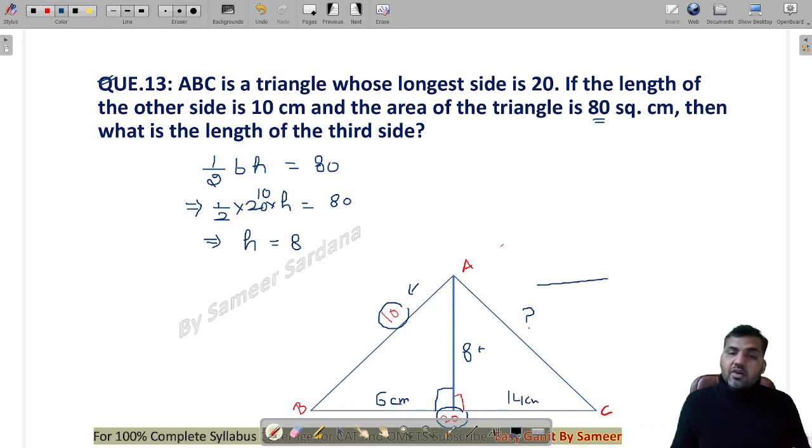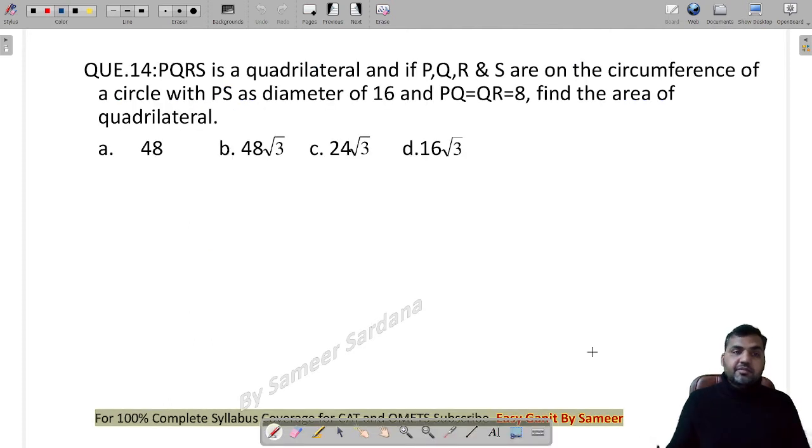So the length of AC would be square of 8 plus square of 14 using Pythagoras theorem. This would be 64 plus 196, that means this will be equal to 260. So length AC will be equal to root 260, guys.